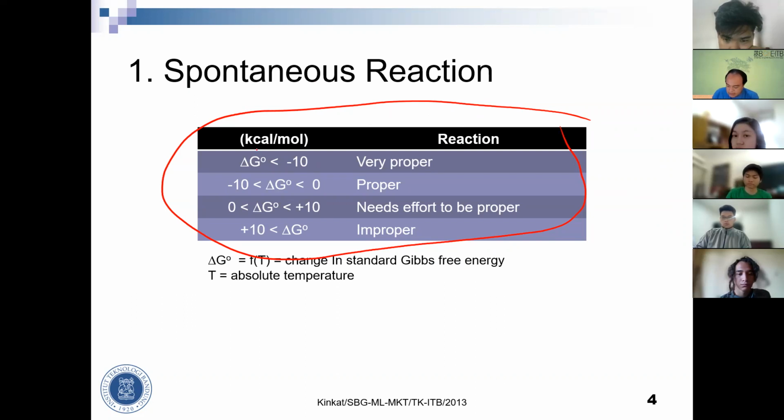If we have a delta G of reaction less than minus 10 kilocalorie per mole, we can say clearly that the reaction is very proper. It is feasible to be done. If the delta G is less than minus 10 kilocalorie per mole, we can say that the reaction is thermodynamically feasible. Very feasible.